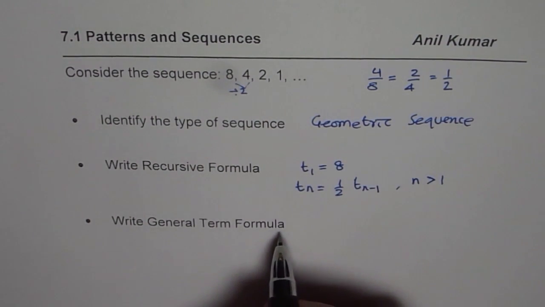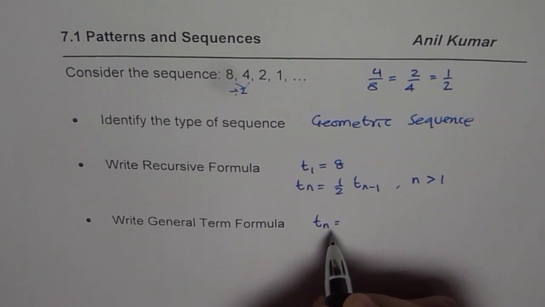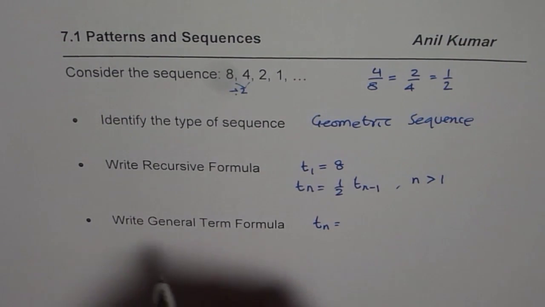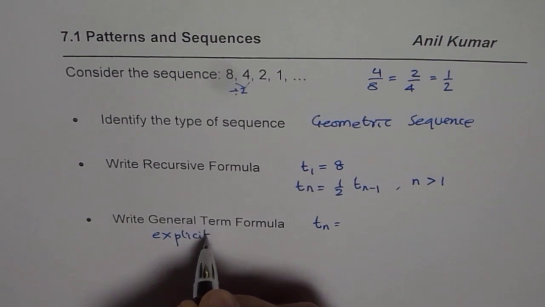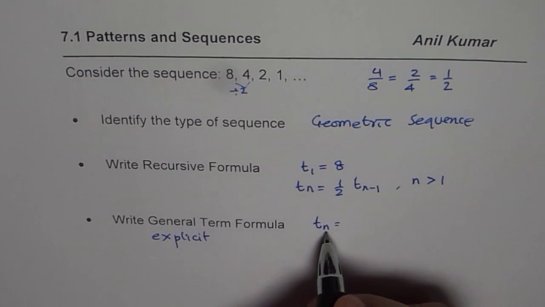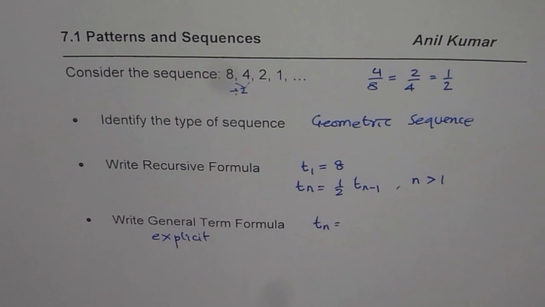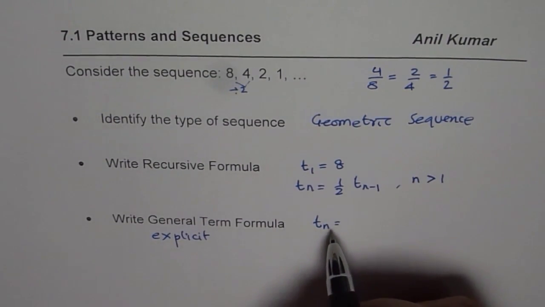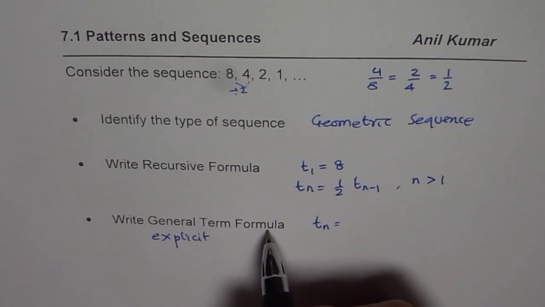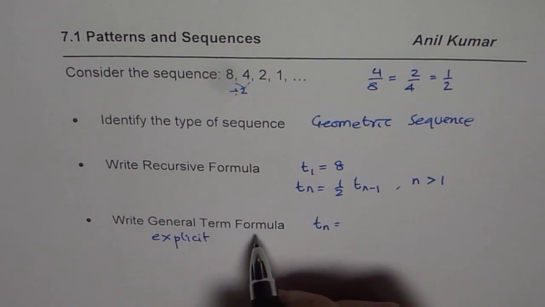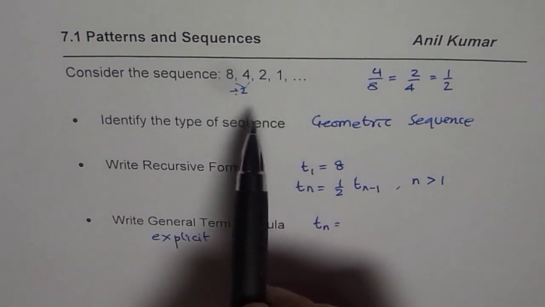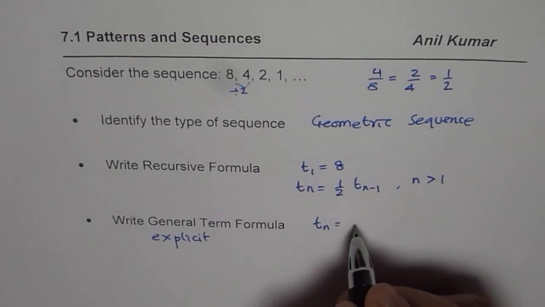Write general term formula. General term formulas are written in terms of position number, right? So in this case Tn, but they are explicit formulas, right? So I could use the word explicit. Since if we know the term number, we can actually get direct value. So these general term formulas are not dependent on the previous term. That's the huge advantage.